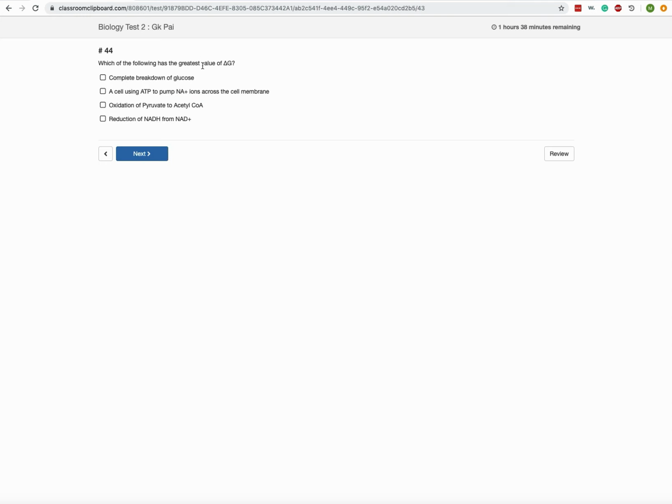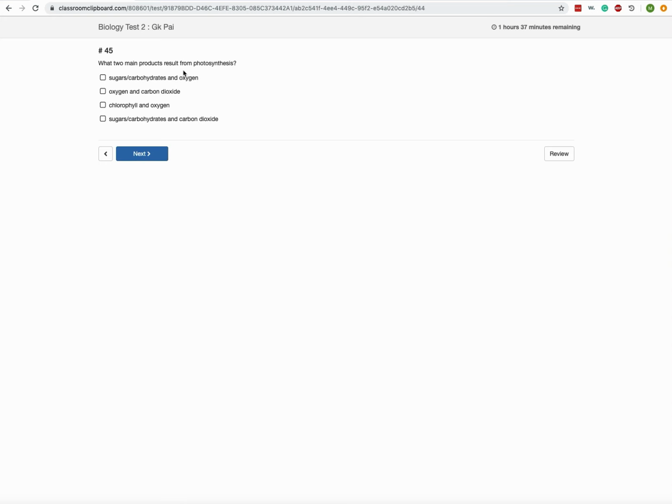Which of the following has the greatest value of delta G? Delta G refers to the change in free energy. So which one of these changes the free energy the most? Well, the complete breakdown of glucose is the answer because glucose is a very energy-rich molecule, and when it's broken down completely, its products have a lot less energy. The other ones, delta G is changing, but not nearly as much as the complete breakdown of one glucose.